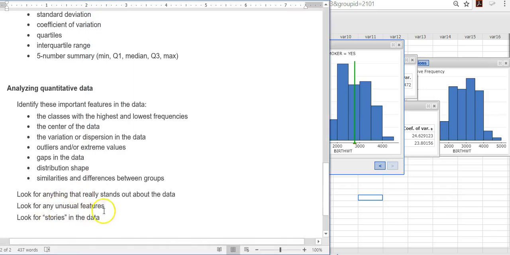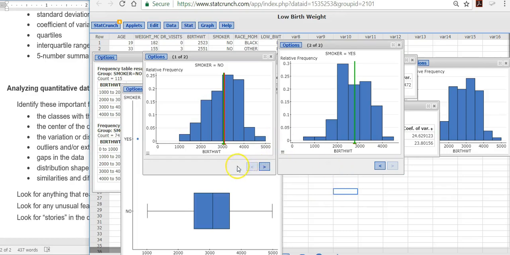And then you also want to look for unusual features. Those would be things like major outliers, really extreme values, big gaps, situations where you have two distinct groups that show up on a histogram, something like that. And then when we talk about looking for stories in the data, the idea behind that is, what is this really telling us? What is it saying about the smokers' babies versus the non-smokers' babies?